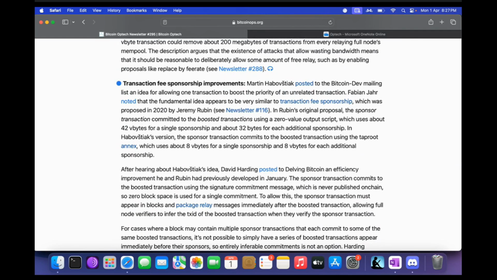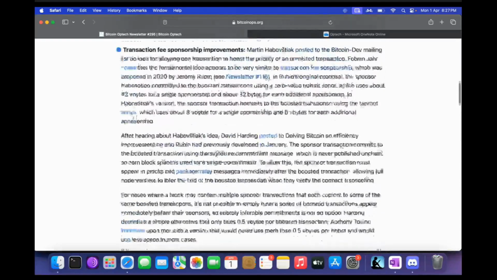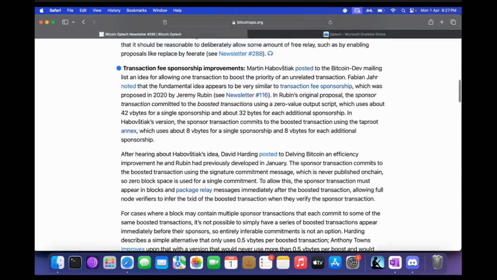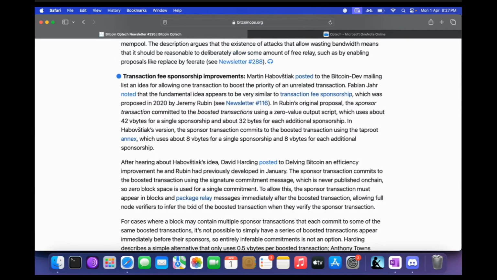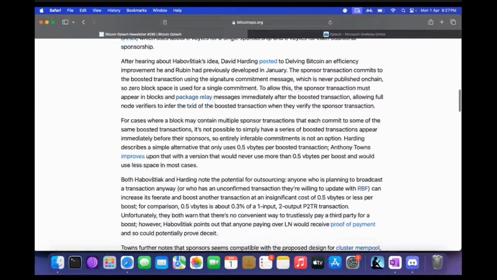This concept, and not only this, there are other concepts or proposals preceding this that have discussed a mechanism of bumping the fee of a transaction without directly linking those transactions to each other. I mean, transaction A and transaction B are completely independent of each other. Despite that, transaction B can bump the fee of transaction A. And there are multiple people who have come up with their proposals and ideas and thoughts. And I think Jeremy Rubin was one who came up with an idea in 2020. And there are others as well.